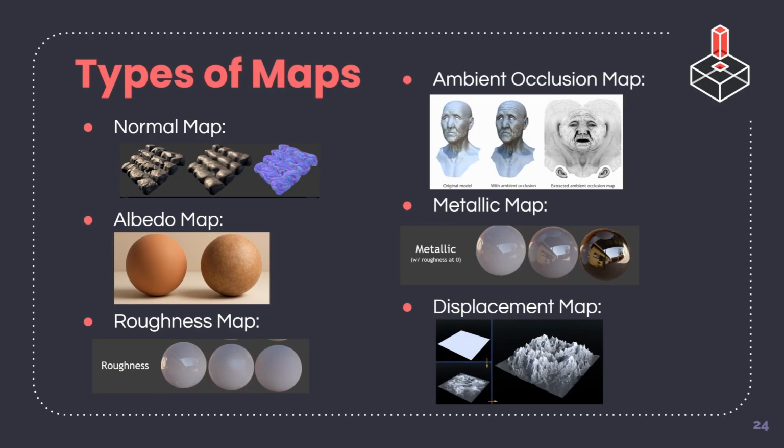Finally, a displacement map is interesting because it's a lot like a normal map, except it actually moves the geometry of your object. A displacement map can make your object be a different shape, and it actually moves those vertices of your object.